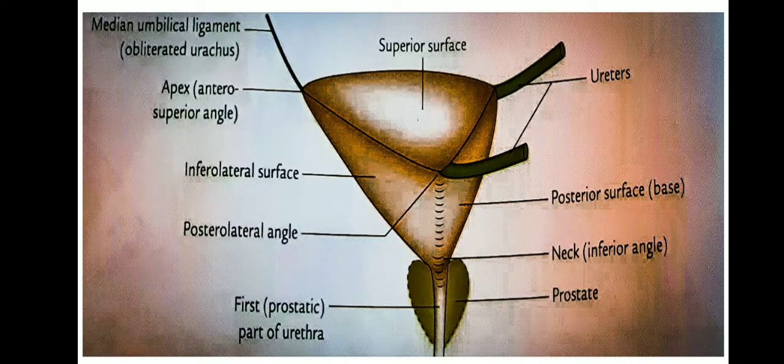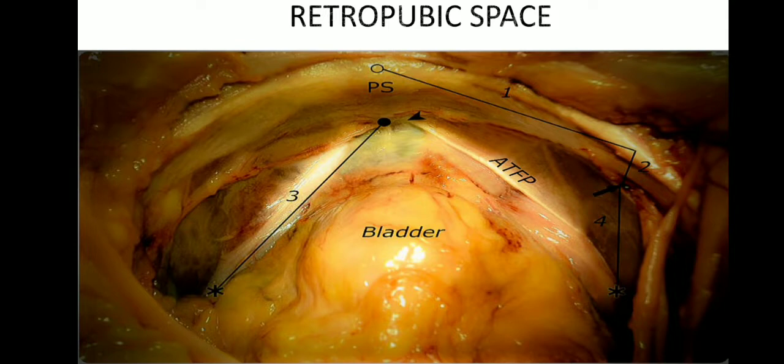Now moving on to the inferolateral surface. As you could see in the picture, this is the inferolateral surface. It is devoid of the peritoneum, and in both the male and the female subjects, it is related in front to the retropubic space of Retzius. This is the retropubic space of Retzius, as you can see in the cadaveric image, and the pubic symphysis in front. So you can see this is the pubic symphysis and the pubovesical ligaments that bind the urinary bladder with the anterior pelvic wall.